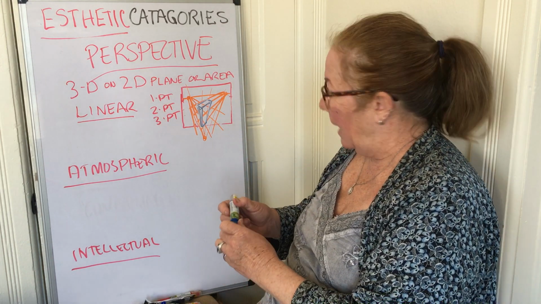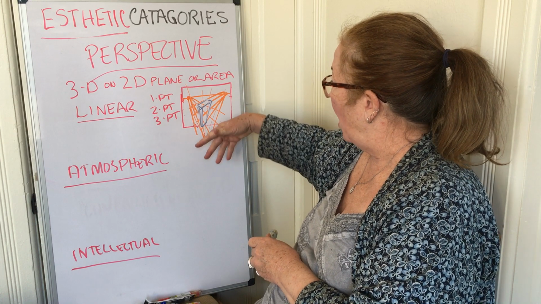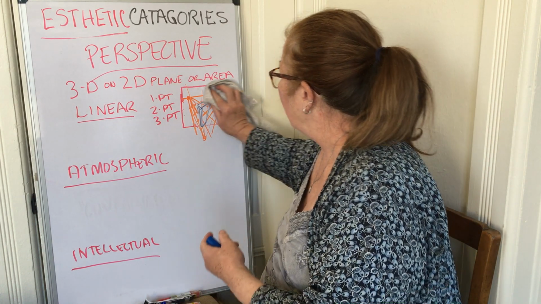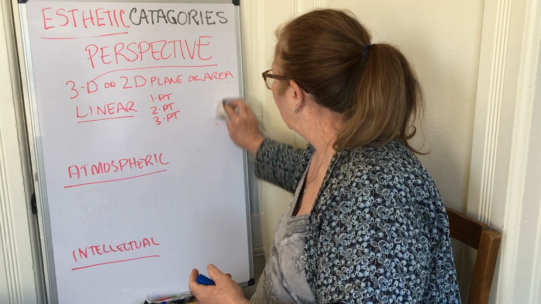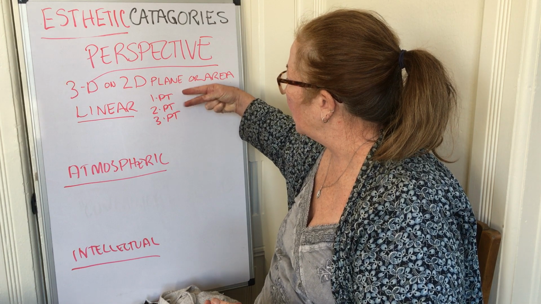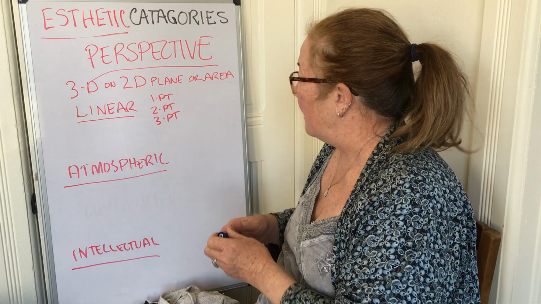To make it look like I'm looking down on something from up high, or opposite, I'd be looking up from down low. So that's 3-point. That's linear perspective. So there are 3 types of linear perspective: 1, 2, and 3-point perspective, okay?